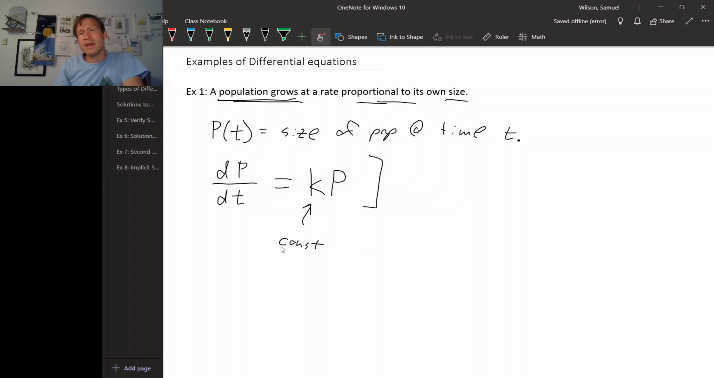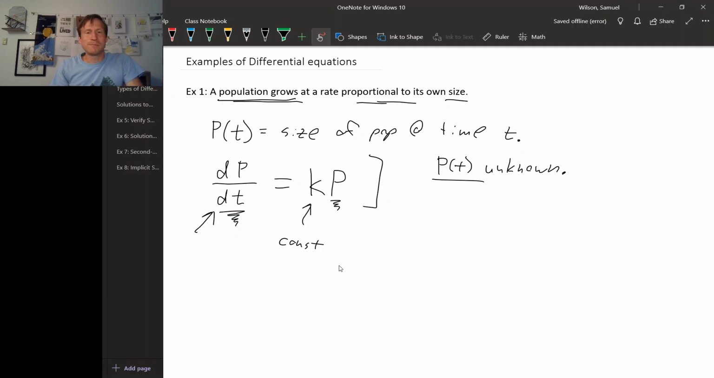The unknown thing in this equation is the function P of t. In algebraic equations, we're used to the unknown being a variable, and what we're looking for is just a number. But in this situation, the unknown thing is a function of some independent variable, and the equation has the function in it, but also a derivative of the function. And that's why this is called a differential equation. It's because a derivative shows up.